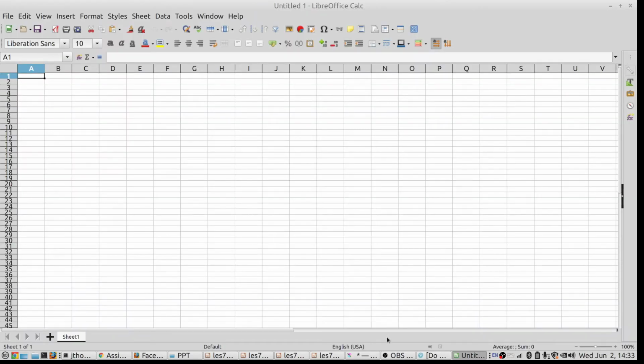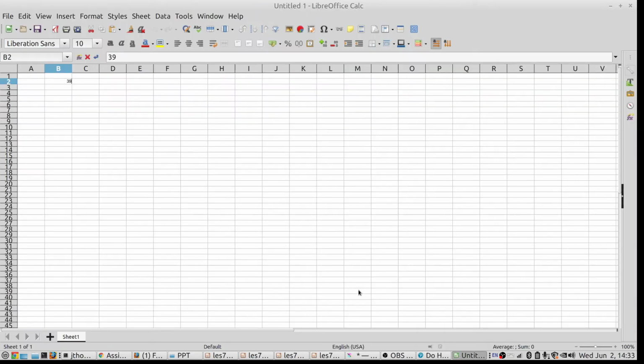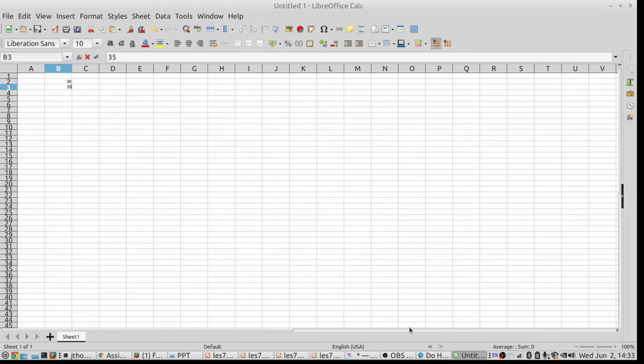So I'm going to take the days that we're looking at, and I'm just going to make some data points for them. And so we have 39, 35, and 50 is the data we're going to look at. 39, 35, 50. And so this is the data we pulled out.